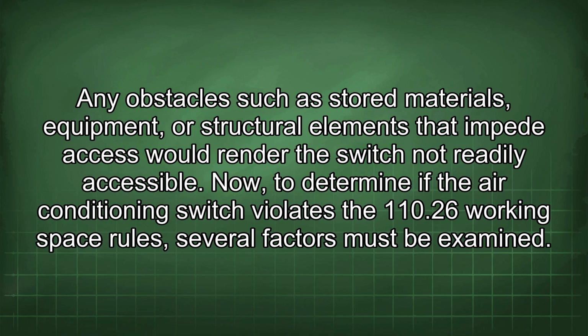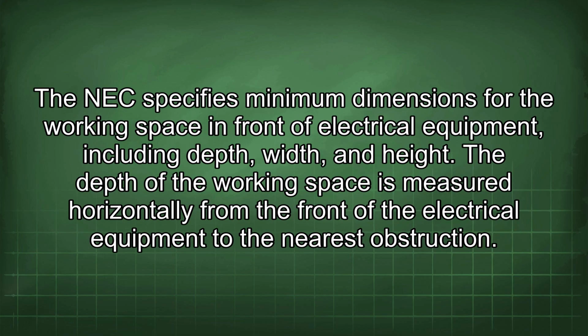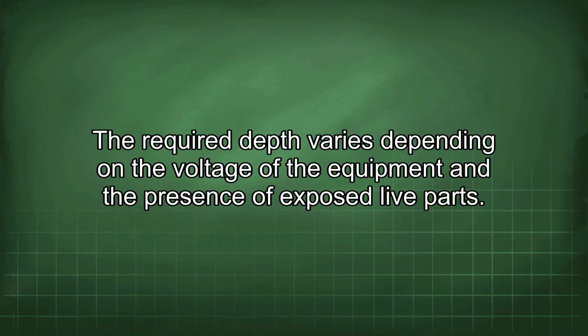Now, to determine if the air conditioning switch violates the 110.26 working space rules, several factors must be examined. The NEC specifies minimum dimensions for the working space in front of electrical equipment, including depth, width, and height. The depth of the working space is measured horizontally from the front of the electrical equipment to the nearest obstruction. The required depth varies depending on the voltage of the equipment and the presence of exposed live parts.